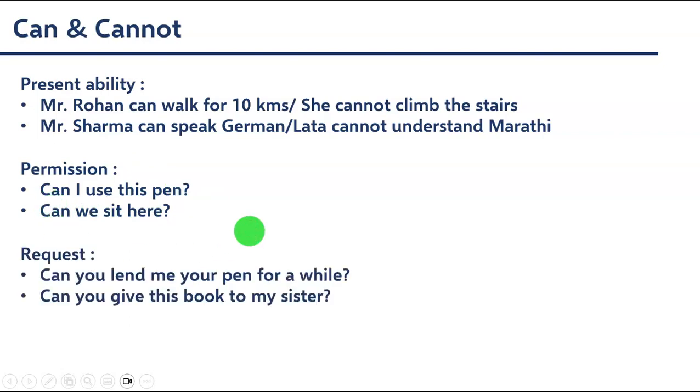And the third situation where you can use can is request. Can you lend me your pen for a while? Can you give this book to my sister? So you see these three situations. It can be used for present ability, it can be used for permission, and it can be used for request. The most common one in our daily life is of course the present ability. Right, but you also need to remember it can be used for permission and it can be used for request. So that is can and cannot.